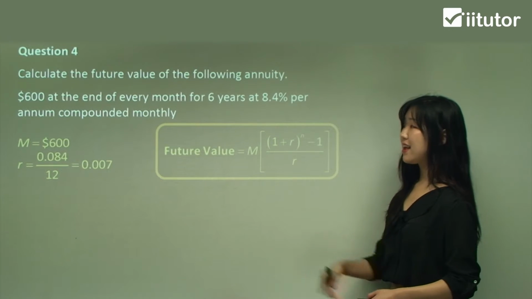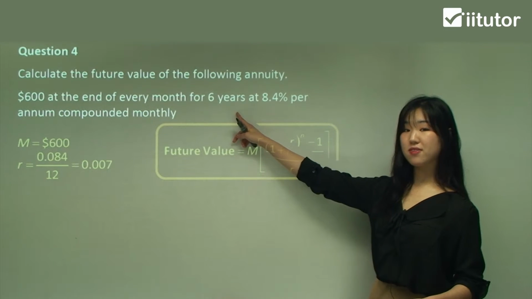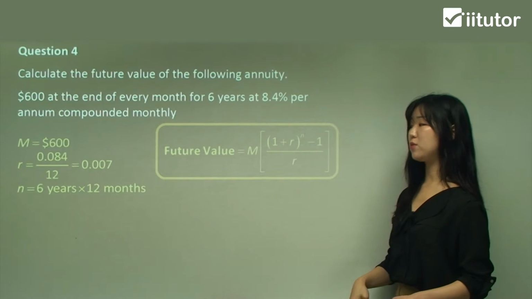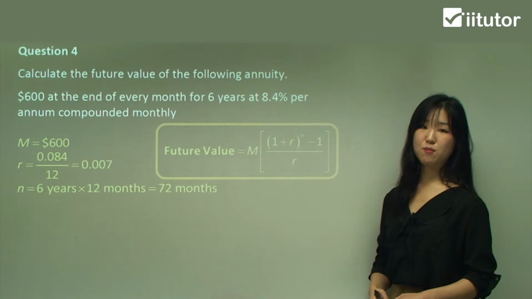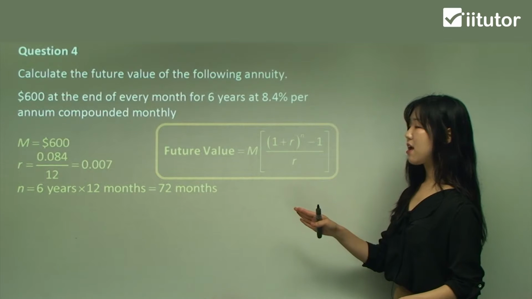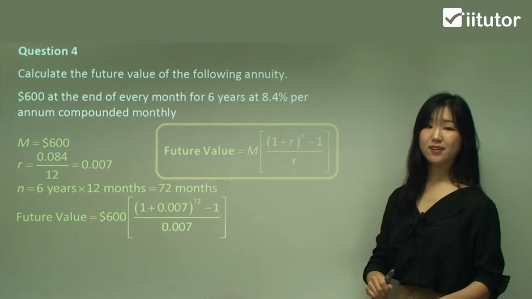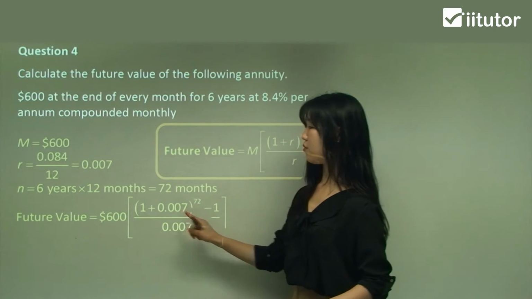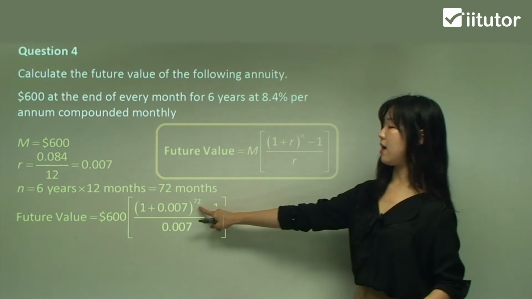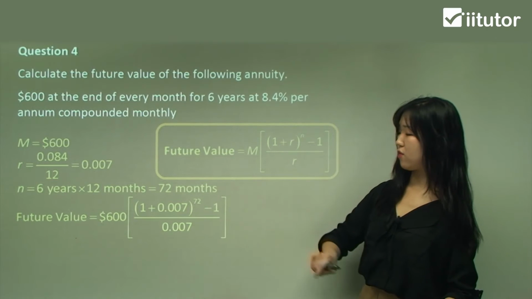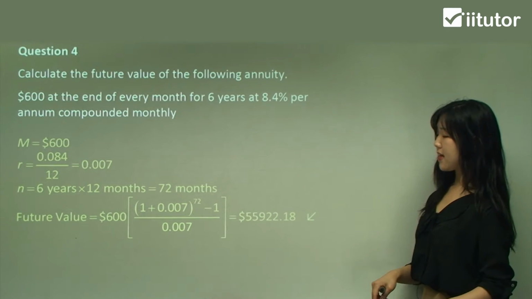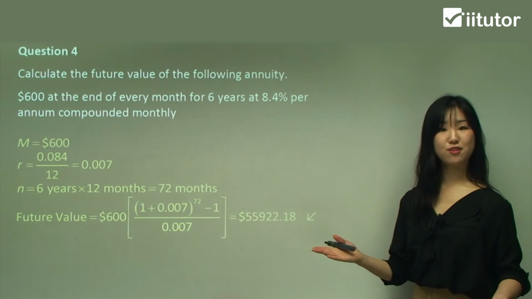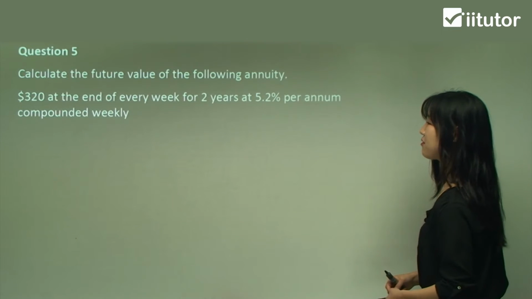Now our N, it's 6 years. But how many months in 6 years? We need to multiply it by 12 and get that, 72 months. And then, now we've got everything, put it into your formula. So our M, that's what we have, $600. Our rate of 0.007, and our N is 72. Make sure you don't forget to minus 1 on the top. And then calculate it. That's what we have. That's the future value.